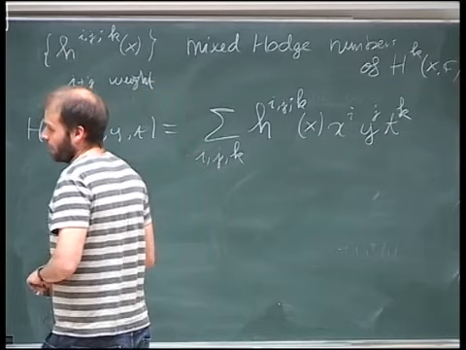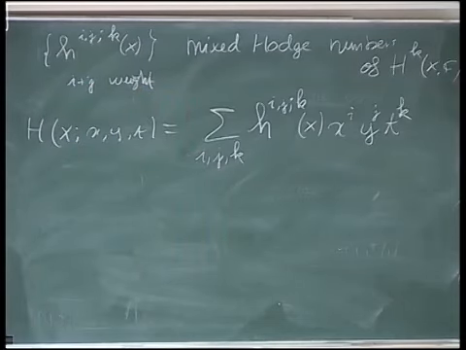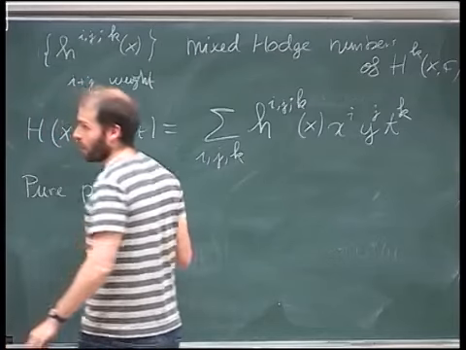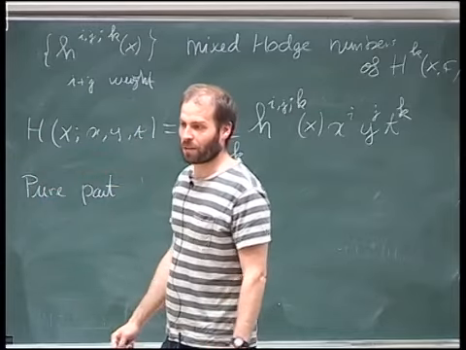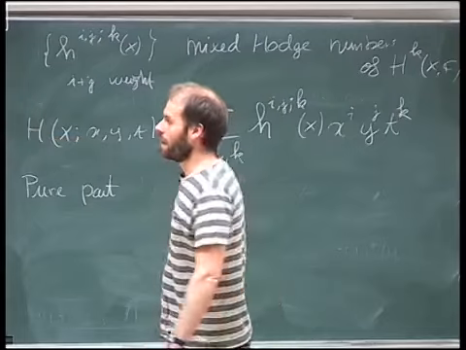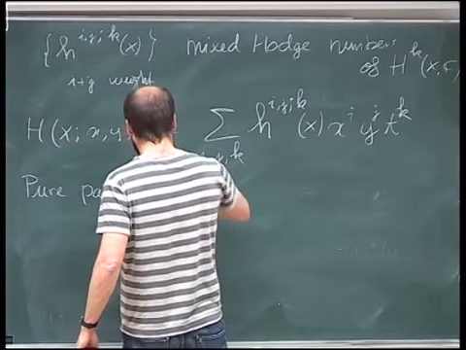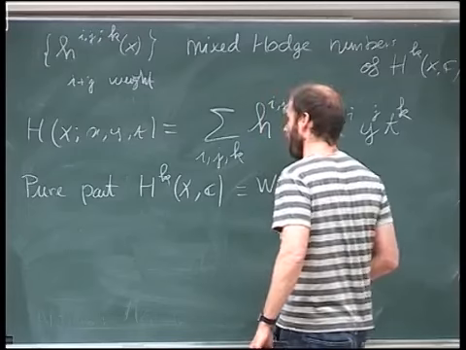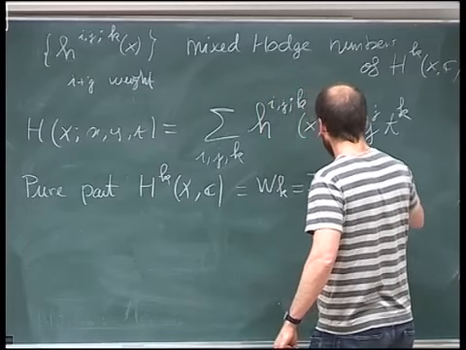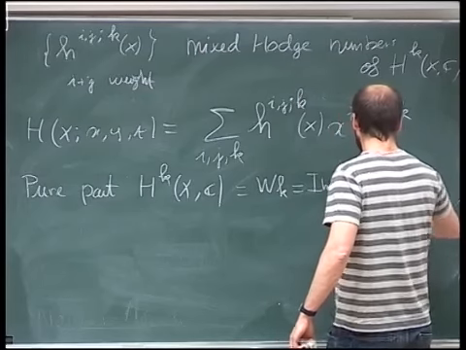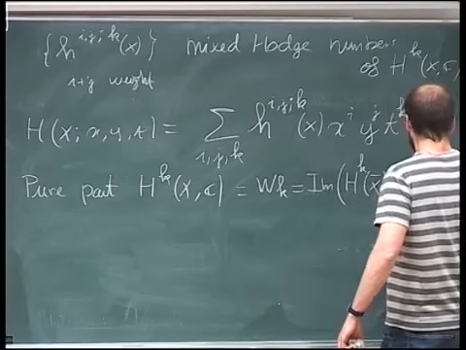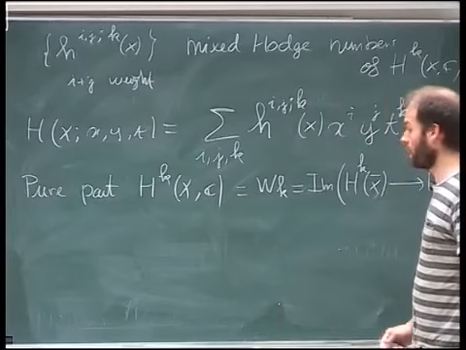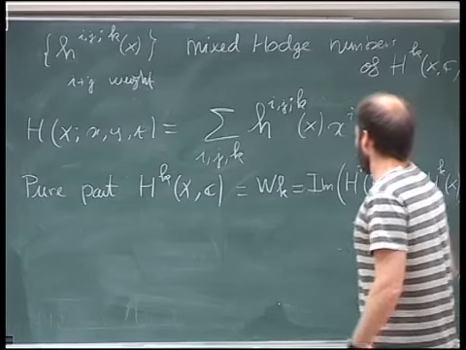I should say something about the pure part, since that matters for the question from before, when we take the pure part of some polynomial. The pure part of H^k(X, C) is by definition W_k. This can also be realized as the image of the cohomology of the smooth compactification. When this morphism is surjective, it means that the variety is pure.